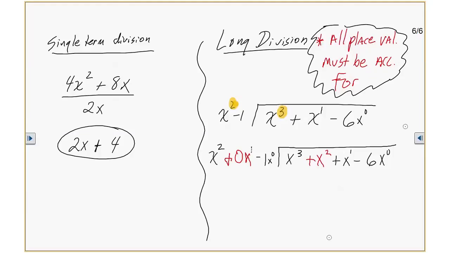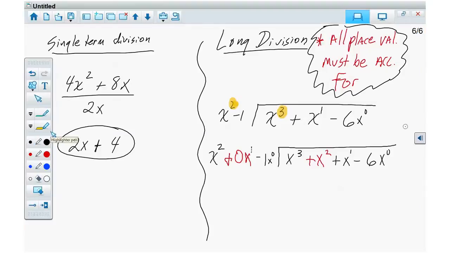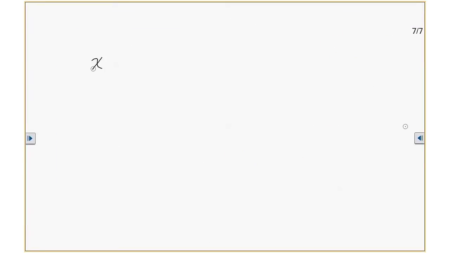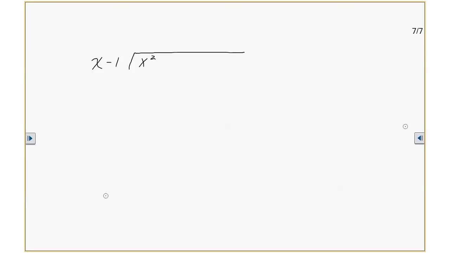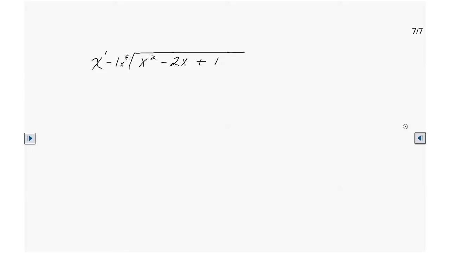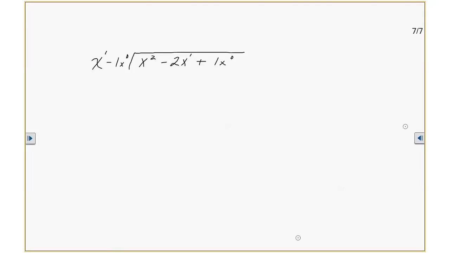So let's start off with something simple. X minus 1 into x squared minus 2x plus 1. Now, you check it. Let's see, this is x to the first, so this has to be x to 0. That's good. 2, 1, 0. So is everything in place? Yes, everything's in place, so you don't have to add anything.